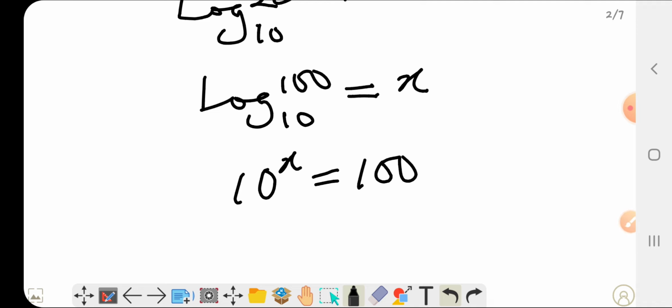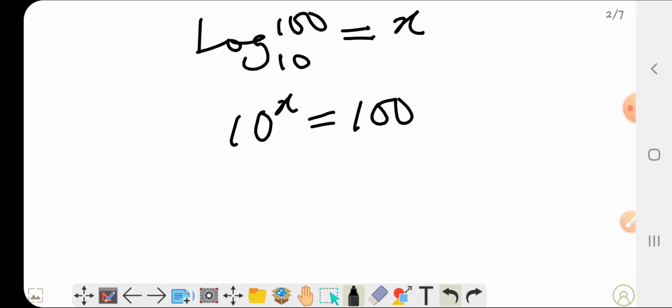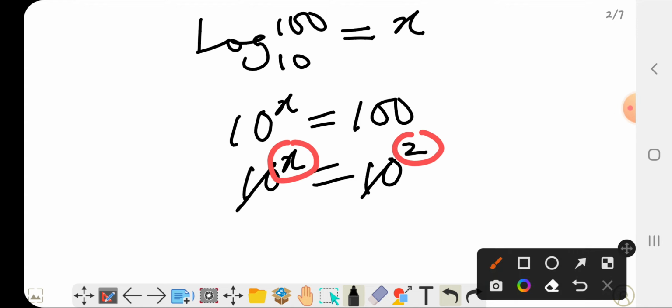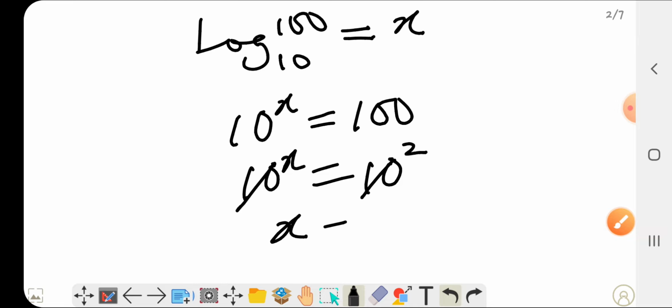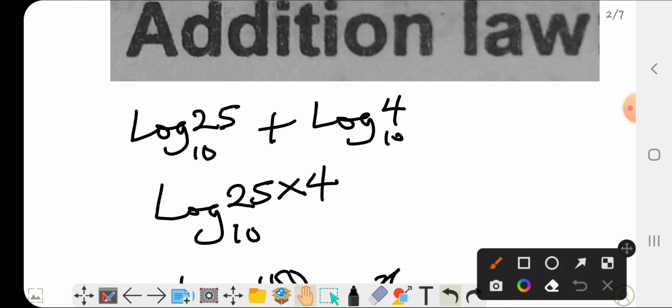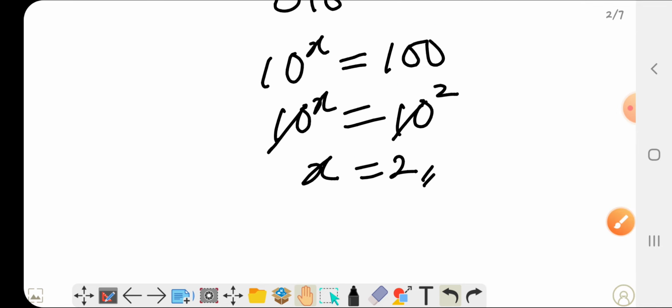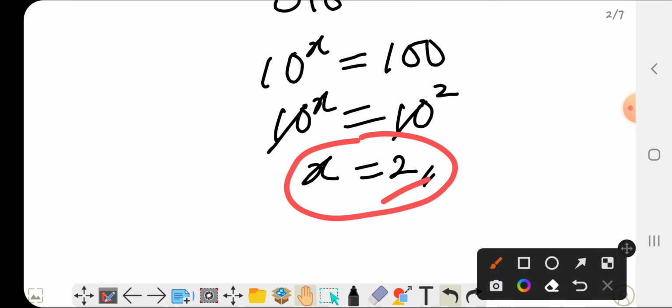Then of course you make both sides 10 raised to the power something, since it is now an exponential equation. If 100 becomes 10 raised to the power 2, then 10 raised to the power x equals 10 raised to the power 2. Then the 10 cancels out the 10. You are left with x and 2, so you equate them: x equals 2. So log 25 base 10 plus log 4 base 10, if you follow the laws of logarithms strictly, you will definitely get 2 as your answer.